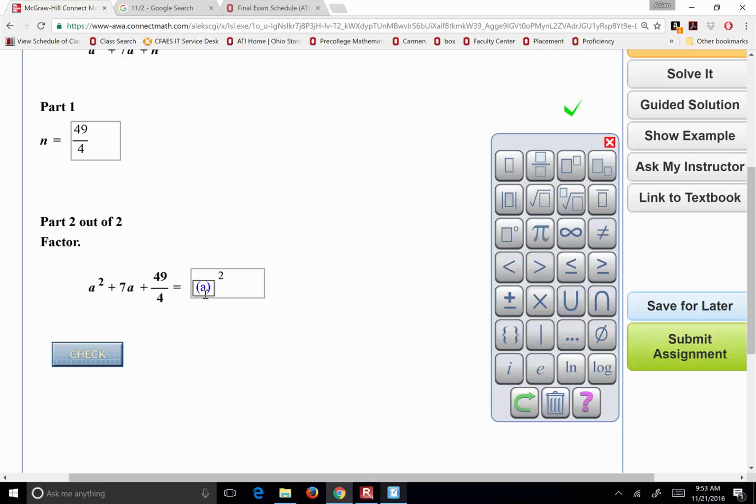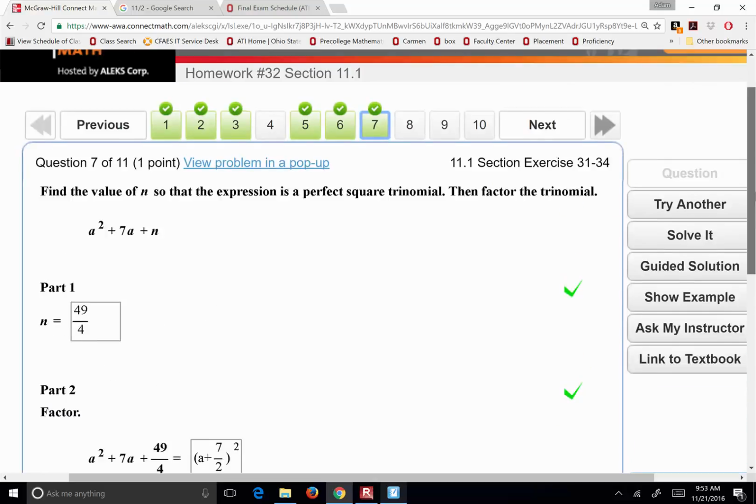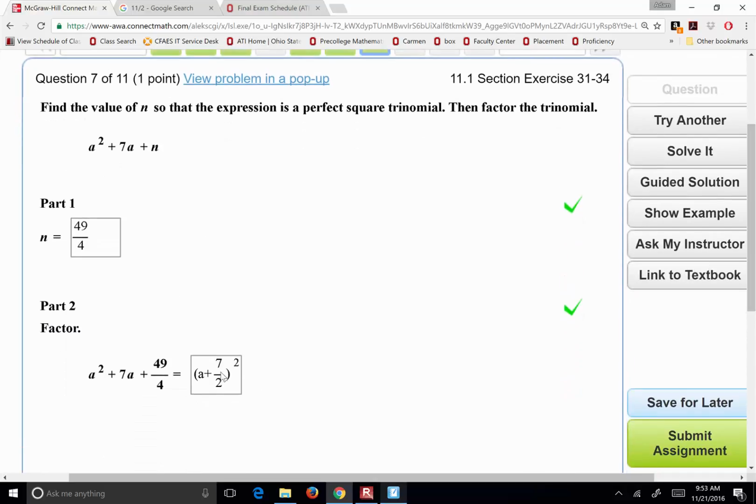It is half the middle number, which is 7 over 2. Okay? Are we good? Again, this number is always half the middle number. The number on the end, to make it perfect, is 49 over 4. These exercises are very important for the real procedure, completing the square. If you don't get this, you will never get the next part, okay?